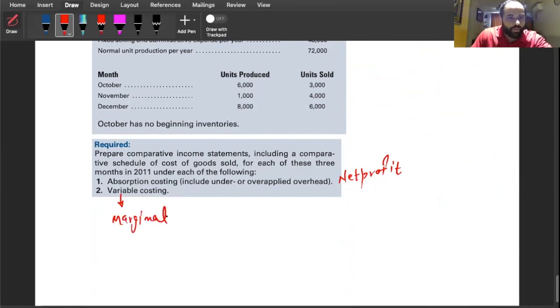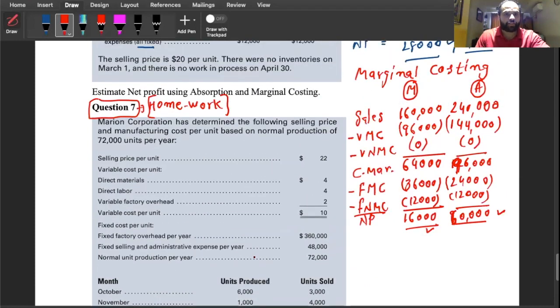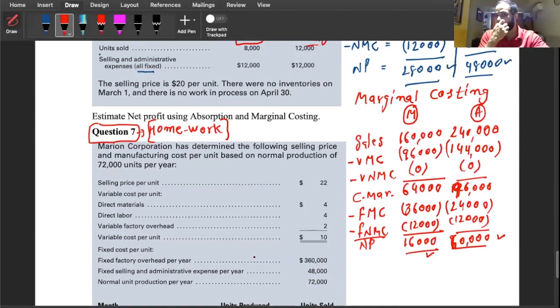I hope you remember the first lecture where I explained that another name of marginal costing is absorption costing. The first lecture of this marginal and absorption costing. So you have to calculate net profit for marginal and absorption costing for question 7.